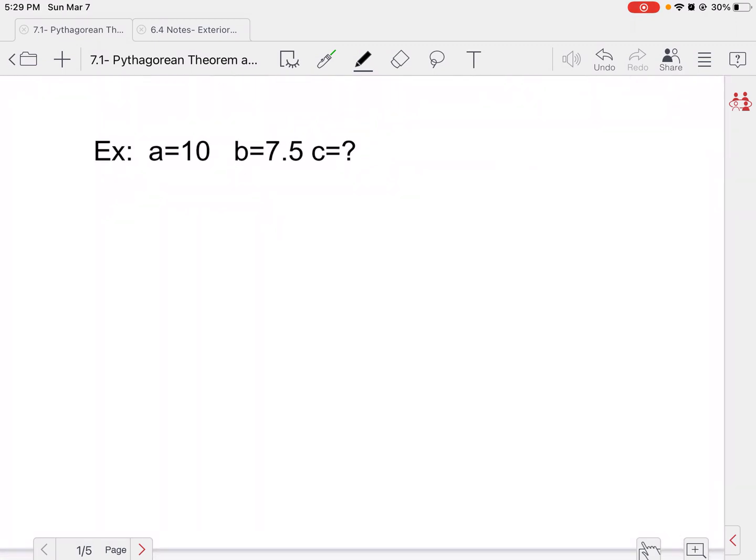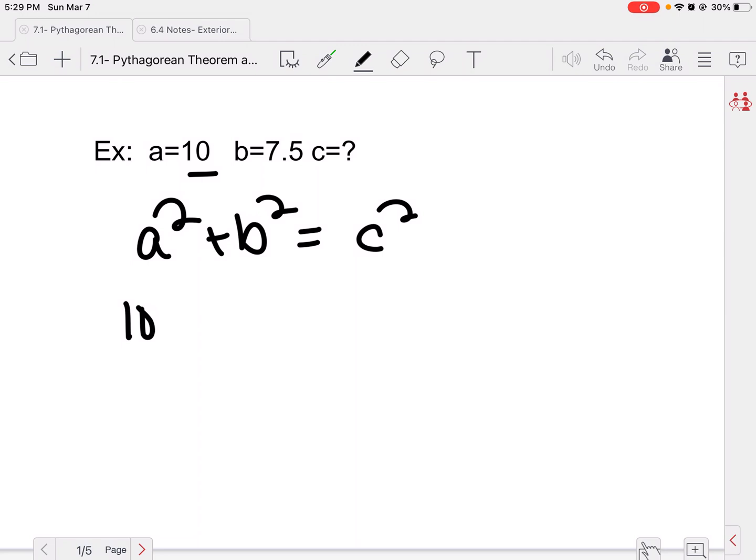So if I give you a side 10 and a side 7.5, and you need to find c, or the hypotenuse, we have a squared plus b squared equals c squared. So instead of writing a, I'm going to write 10. So I'm going to have 10 squared plus b squared, which is 7.5 squared, equals c squared. So now I need to solve for c.